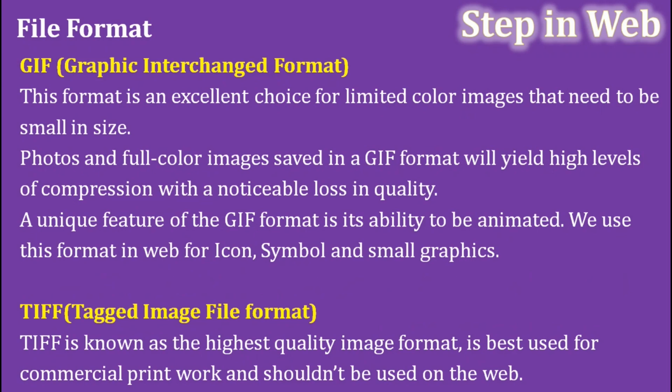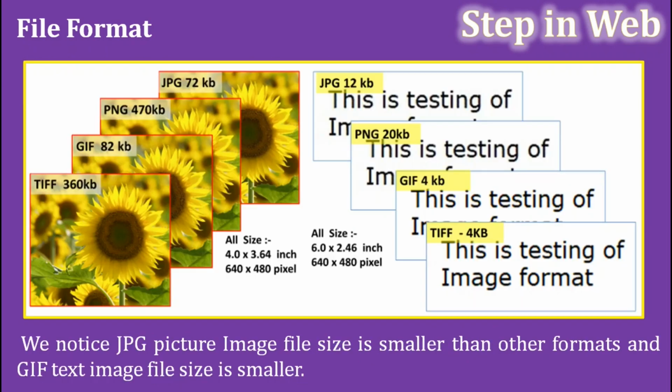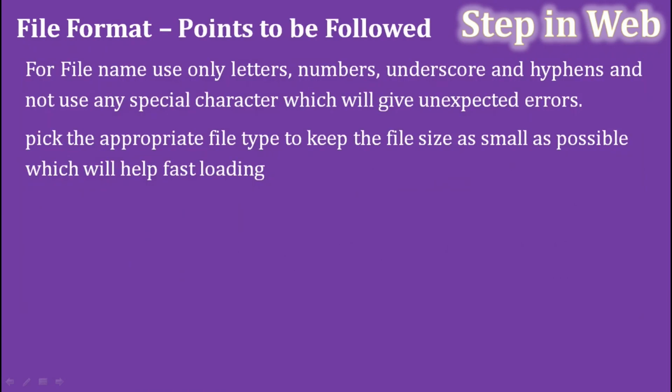TIFF, Tagged Image File Format. TIFF is known as the highest quality image format, is best used for commercial print work and should not be used on the web. In this image, you can notice the JPG picture image file is smaller than other formats, and the GIF text image file is smaller than other formats. JPG is only 72 KB and all others are high, and here the GIF format is only 4 KB and all others are high.